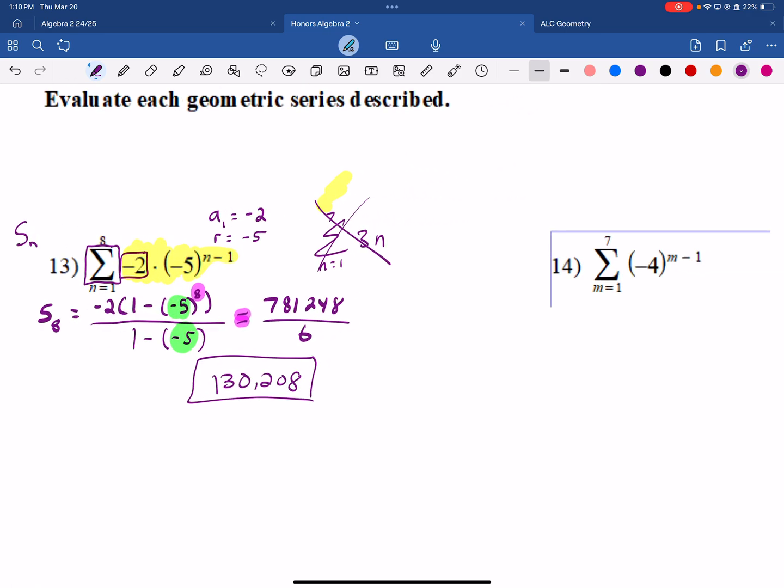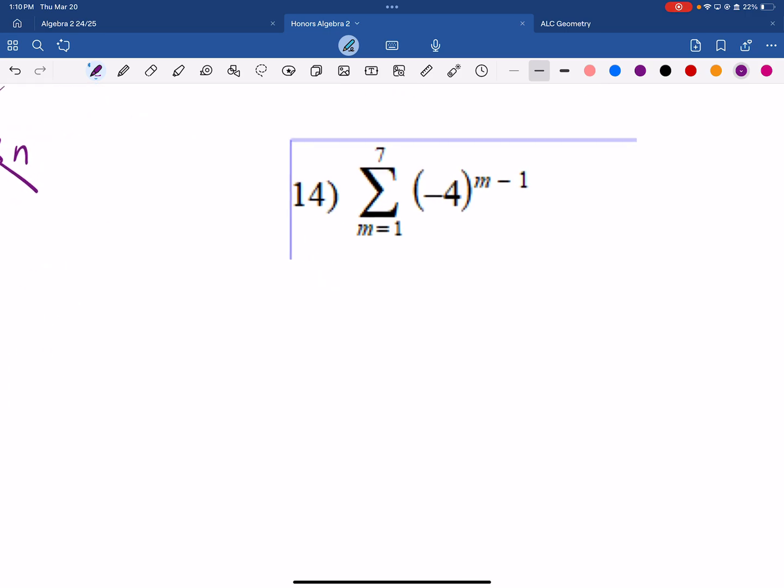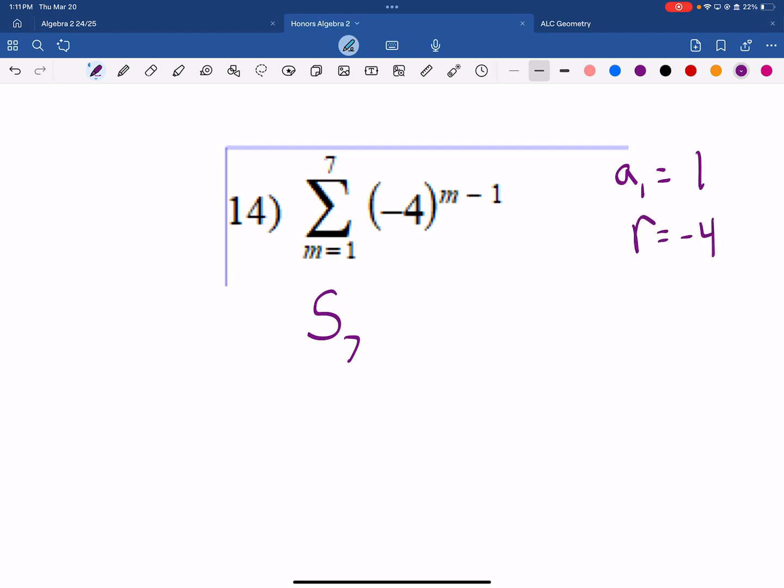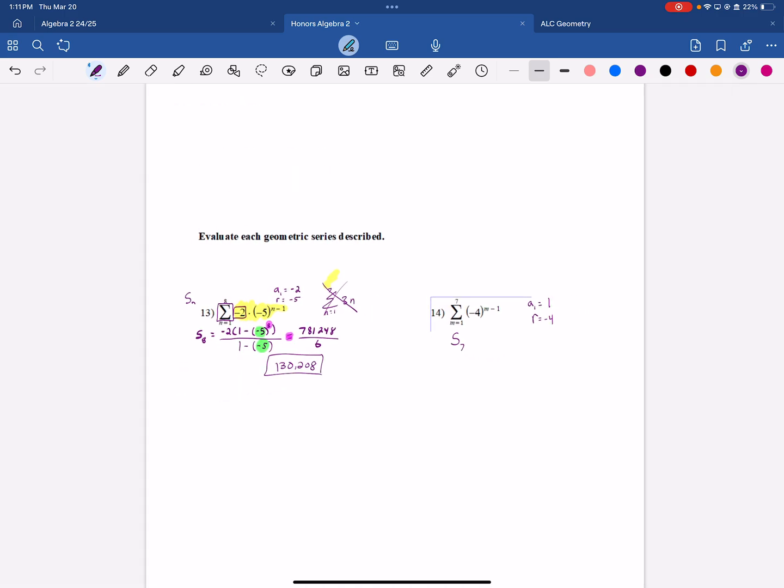Okay, do we need to do another one or are we okay? Nope. Okay, so we're not going to do this one, but just so everybody sees it and thinks about it for just a second. We're going to find the S of 7. What's my first term in this? 1. Because if I substitute 1 in there, 1 minus 1 is 0. Negative 4 to the 0 is 1. So my first term is just 1. My ratio in here is negative 4. And then just plug them in. Okay? So there's step 2.